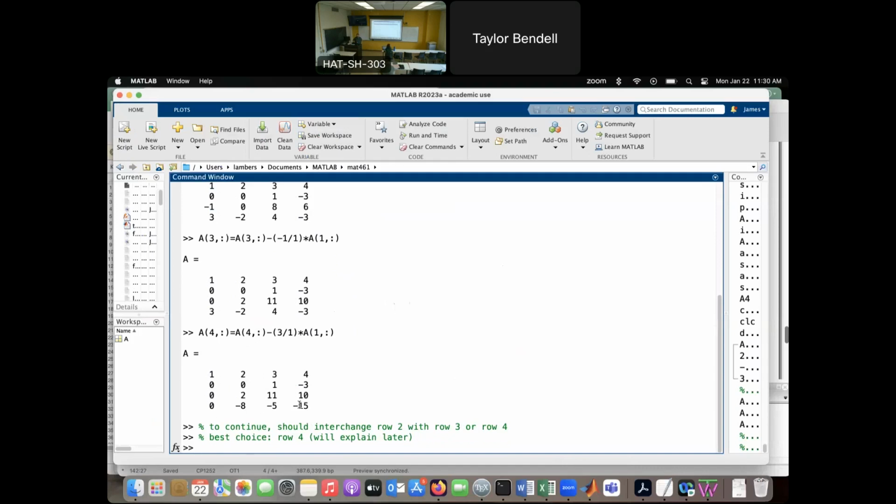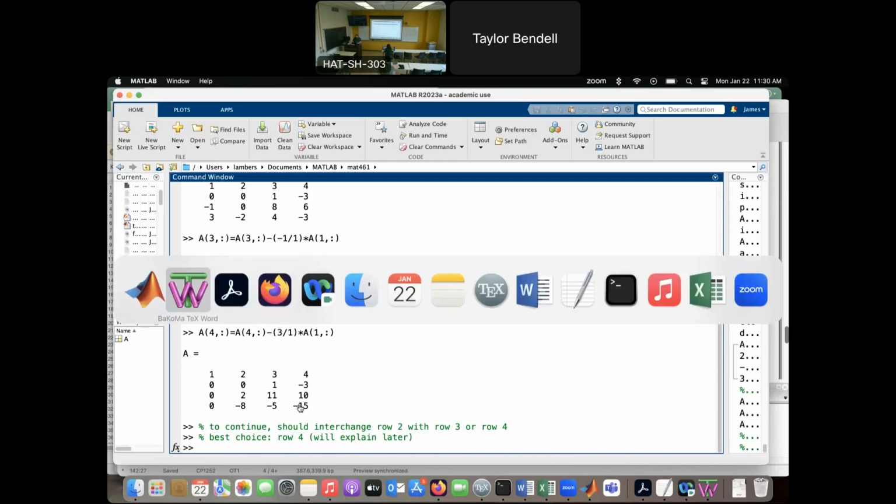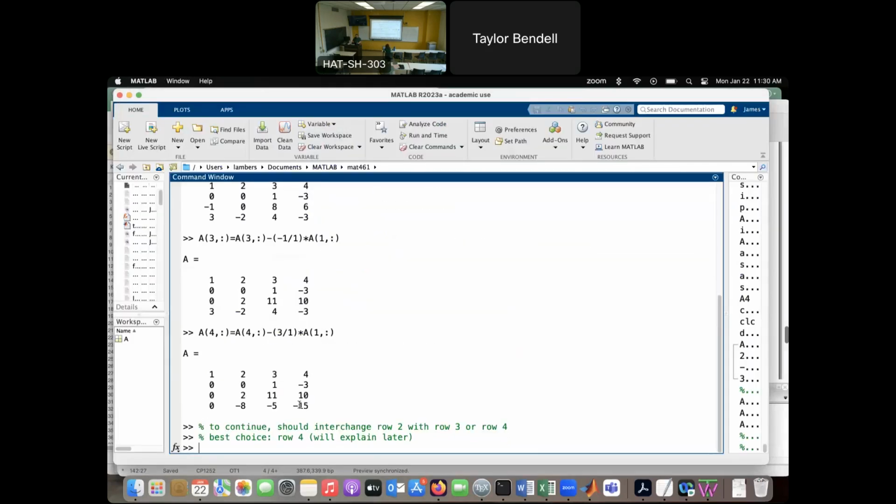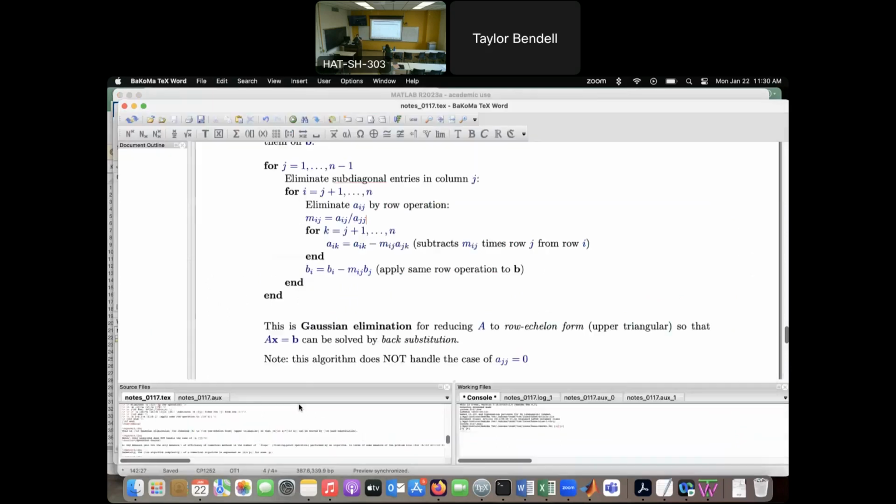Okay, so right there, that's a major deficiency of the algorithm that I just showed you. But that's something that we will address at the appropriate time. Any questions about what happened here? Okay.